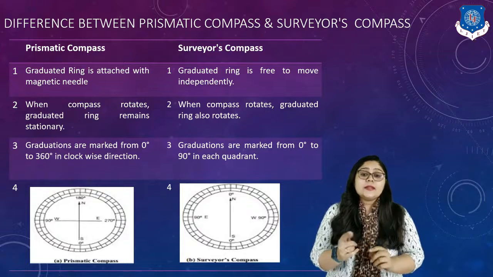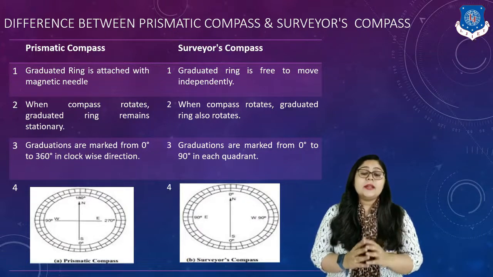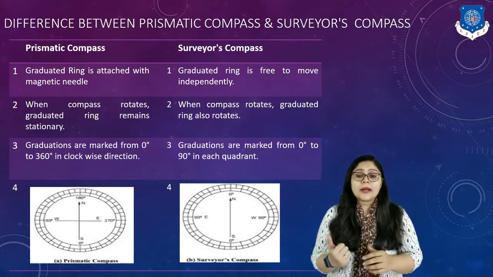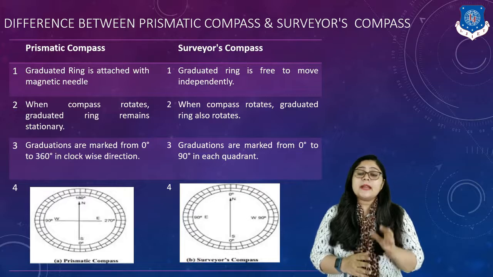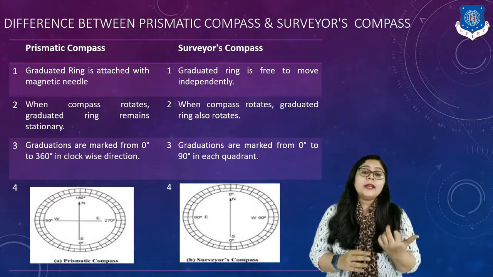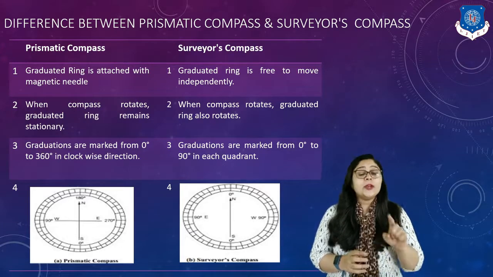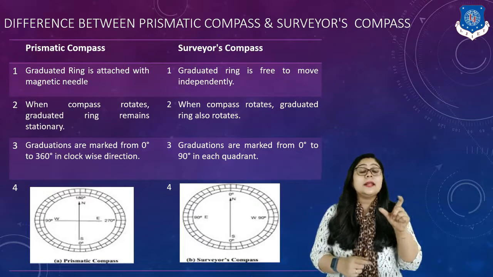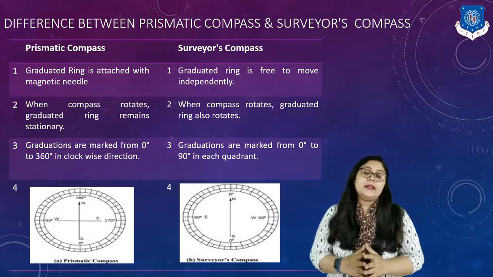And lastly, you can see the graduations, right? It means the image which shows how 0, 90, 180 and 270 are marked in the prismatic compass, and how in surveyor's compass 0 is marked on the north and south pole and the remaining two are considered to be 90. It means each quadrant has a range of angle between 0 to 90 degree, right?